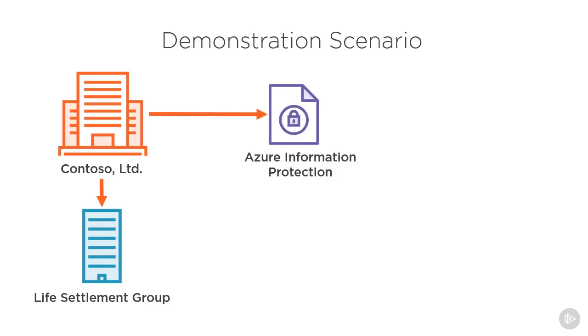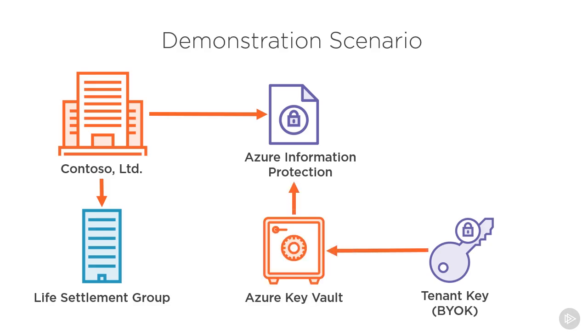Now, the Life Settlement Group, because it was in a regulated industry, had some rules around encryption keys, and the compliance team believed that the key had to be generated on premises. And so when Azure Information Protection was initially set up, the tenant key was generated on premises, then uploaded to Azure Key Vault, and Azure Information Protection was granted access to that key to provide protection.